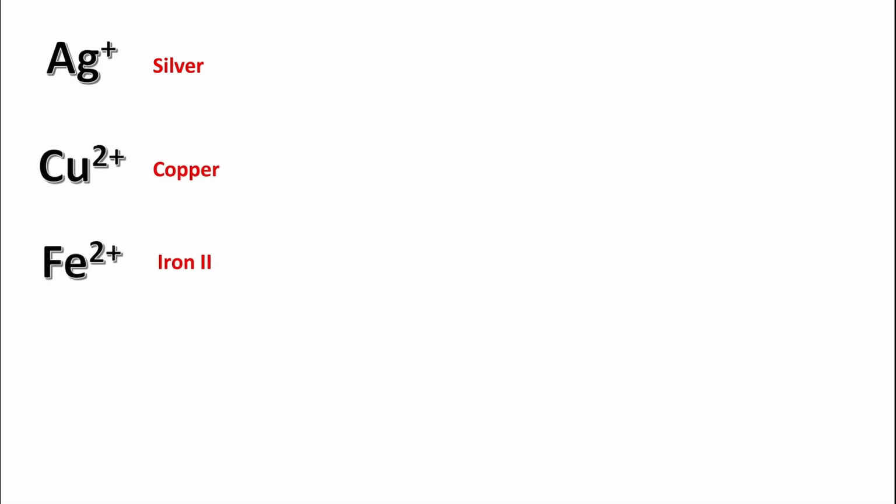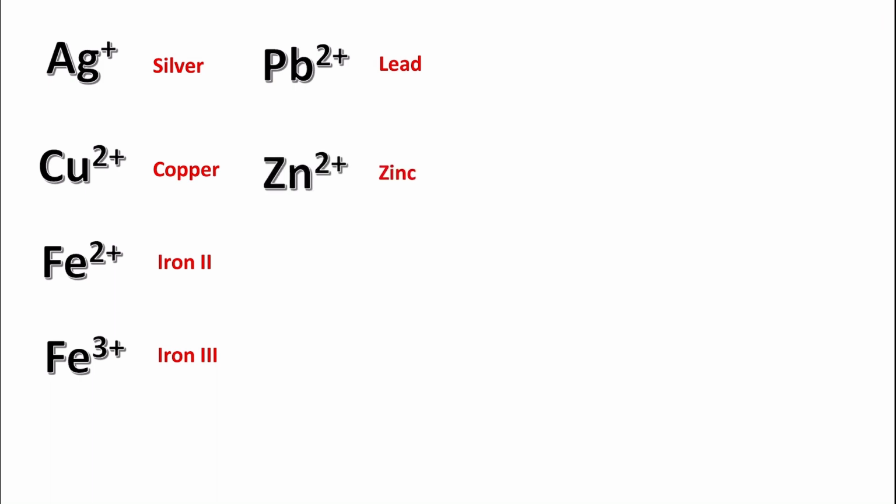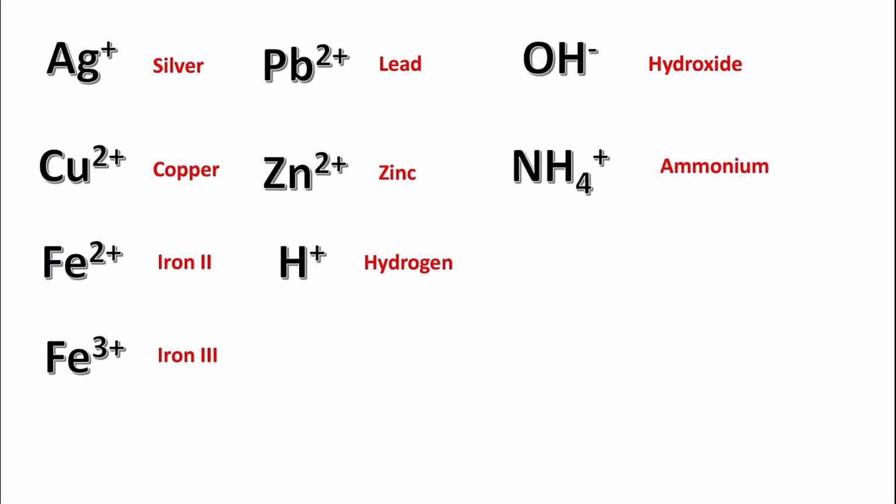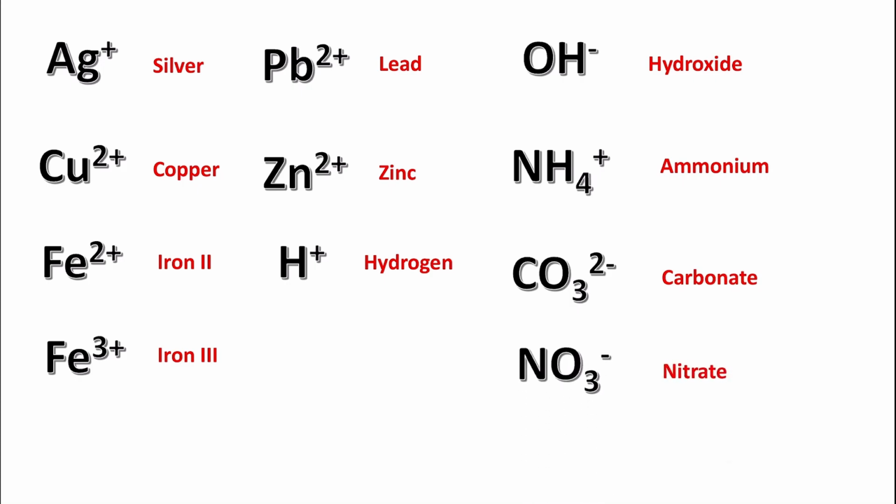There are some ions that you need to know, like silver, Ag+, copper, Cu2+, iron 2+, which is iron(II). There is also iron 3+, which is iron(III), lead 2+, zinc 2+, hydrogen H+. And there are also groups of atoms which form ions like hydroxide, OH-, ammonium, NH4+, carbonate, CO3 2-, nitrate, NO3-, and sulfate, SO4 2-.